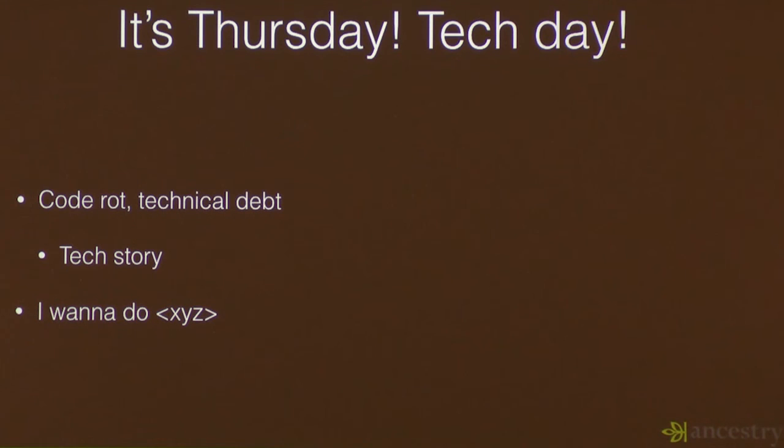Has anyone here pulled up code you wrote two years ago and it doesn't compile? It happens a lot, right? Or you look at it and you're like, oh, that's disgusting. I can't believe I did that. You want to fix it, right? So this is what we use. We make tech stories. We put them in the backlog, and on Thursday we go, what do we have out here to fix? What needs to be updated?